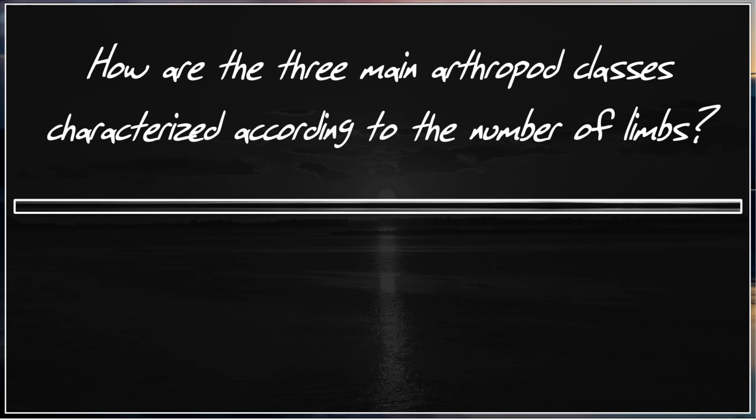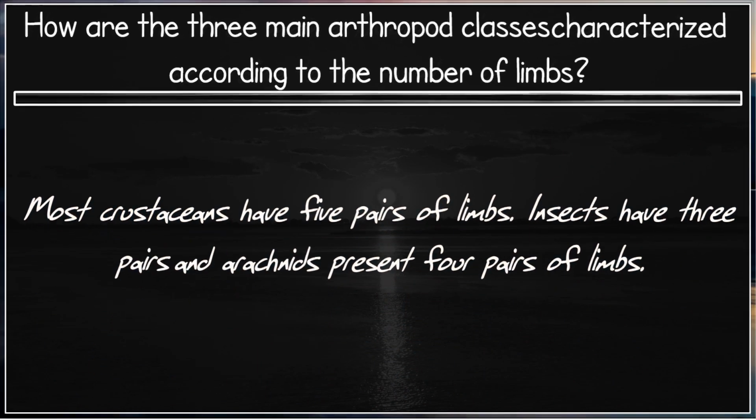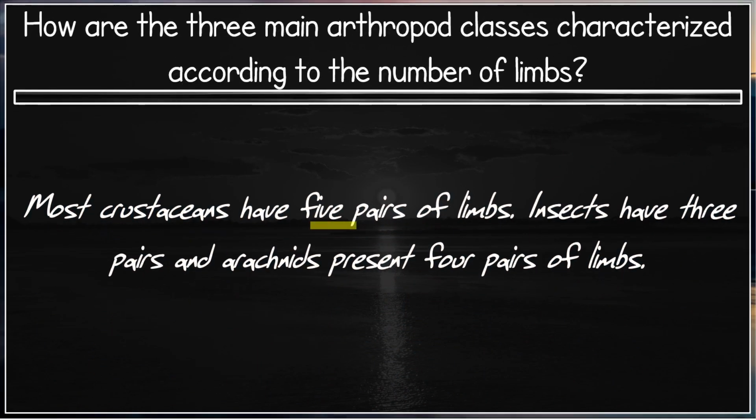How are the three main arthropod classes characterized according to the number of limbs? Most crustaceans have 5 pairs of limbs. Insects have 3 pairs, and arachnids present 4 pairs of limbs.